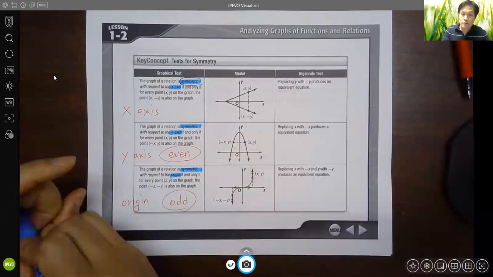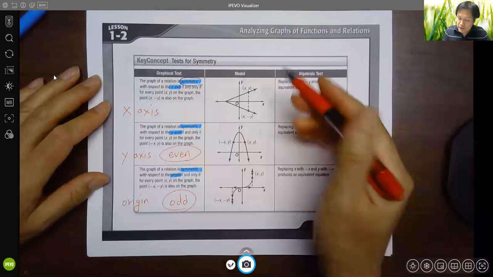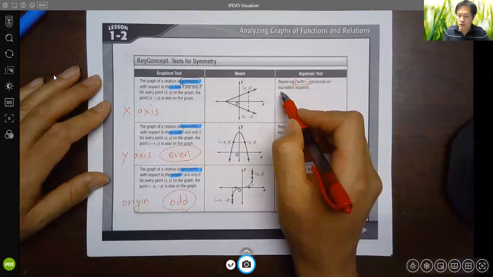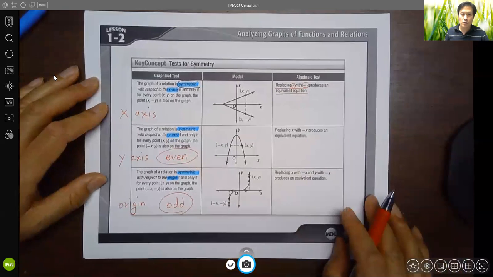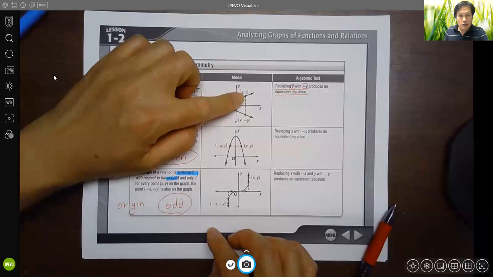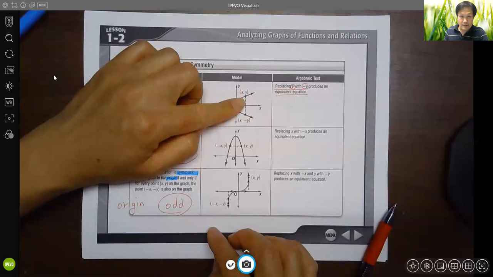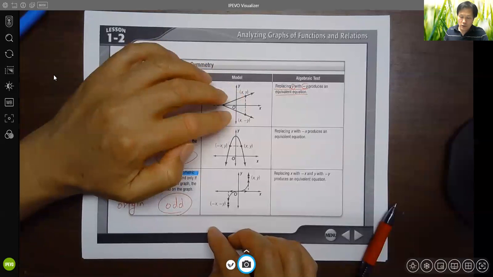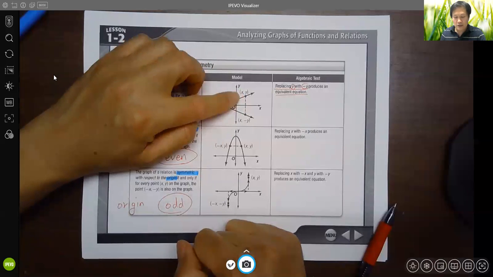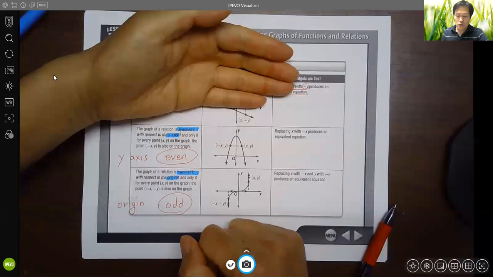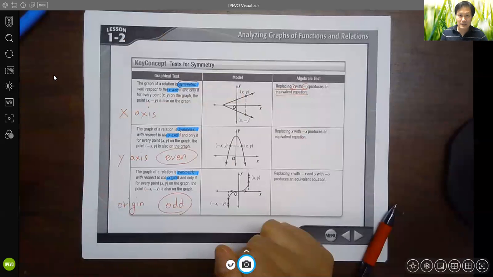Replacing y with minus y will produce exactly the same equation. Why? As you can see here, anything above x-axis, there has to be a matching coordinate downward. So their x values are exactly the same. The y value would have a different sign. So they are symmetric over x-axis.